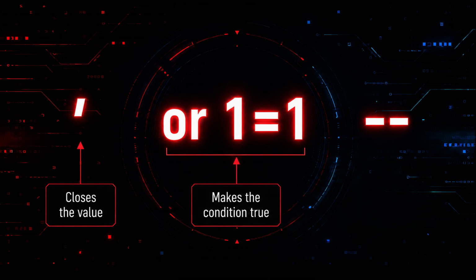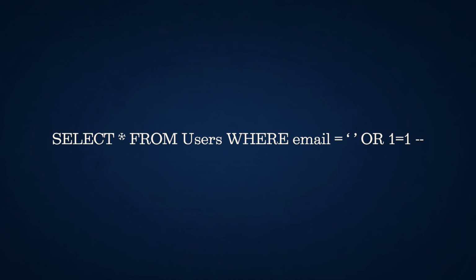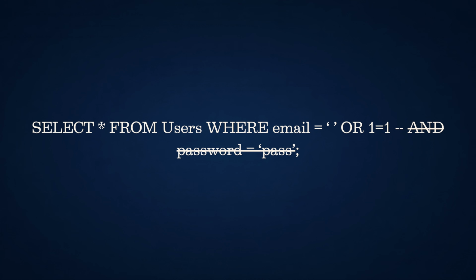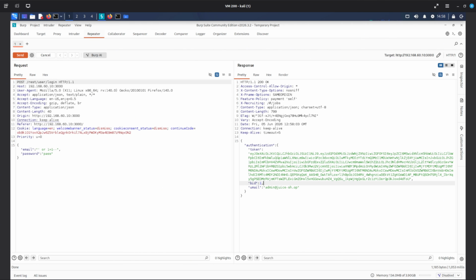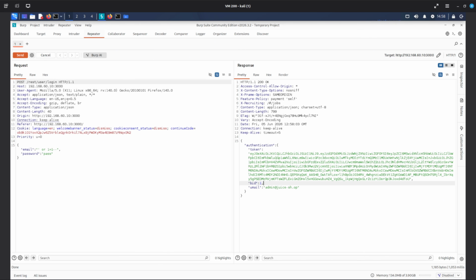Then we have the double dash, and that starts a comment in SQL. So that means the rest of the query is ignored, and that rest of the query probably includes the password check. So instead of the database asking, "Is there a user with this email and this password?" we changed the logic to something closer to "Give me a user because this condition is true." And because the condition is always true, the login succeeds. In this case, Juice Shop returned the admin account. And this is our first account takeover.